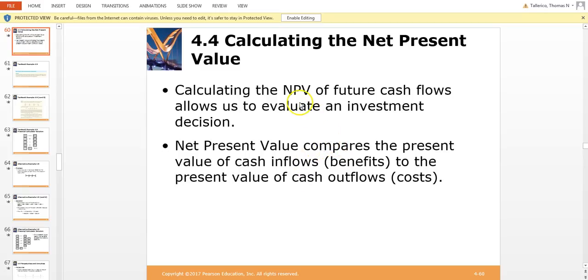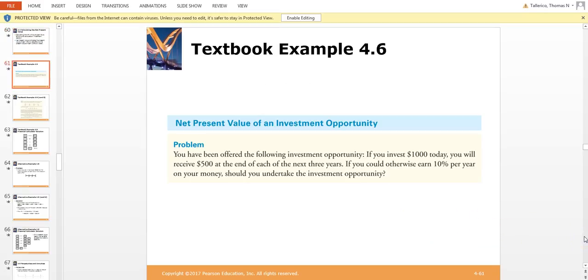They talk about the net present value of future cash flows, allowing us to make an investment decision and decide whether or not it's worth doing. Basically, you have to compare the present values of the benefits to the cash flows that you originally paid, the initial investment.